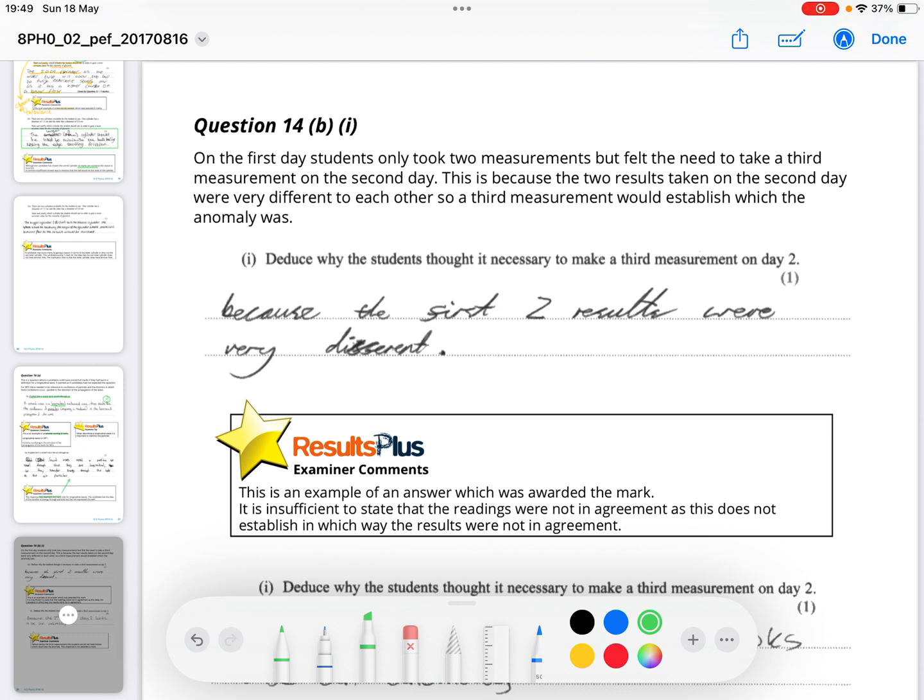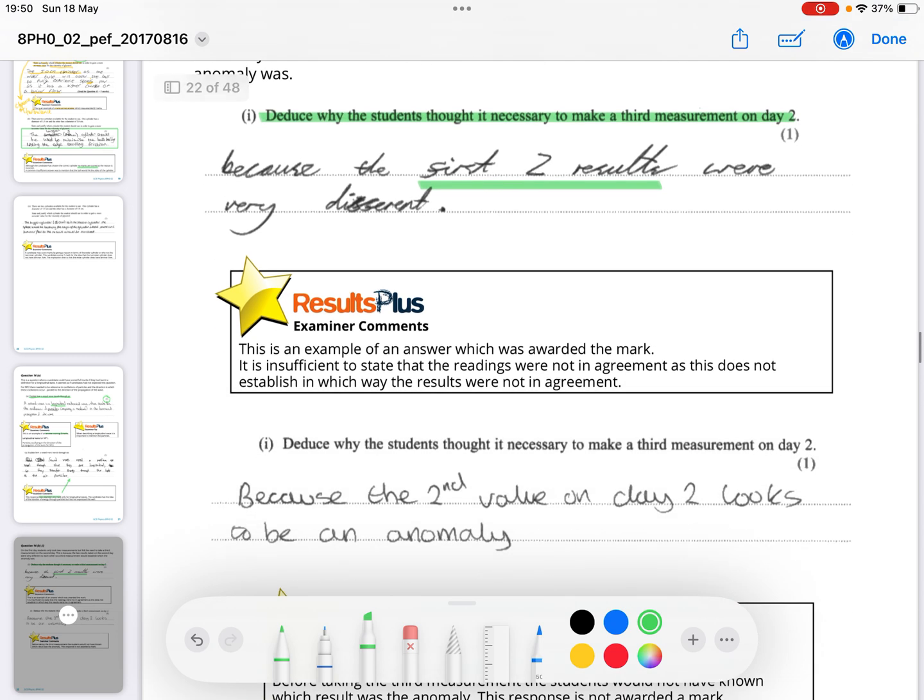We used a slightly more complicated method which allowed us to be able to get accurate results. But in this example, they just did it to go there and back, and they only got 2 results. Okay, so deduce why the student thought it was necessary to make a 3rd measurement on data number 2. So this one said the first 2 results were different.